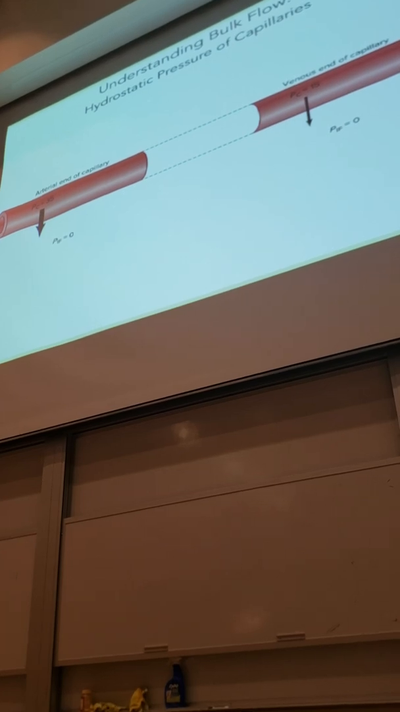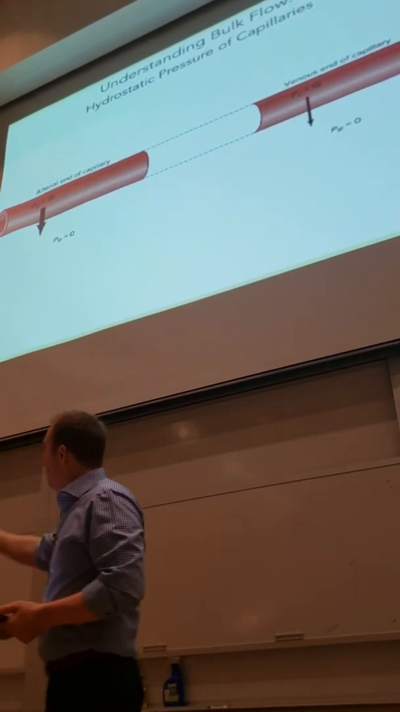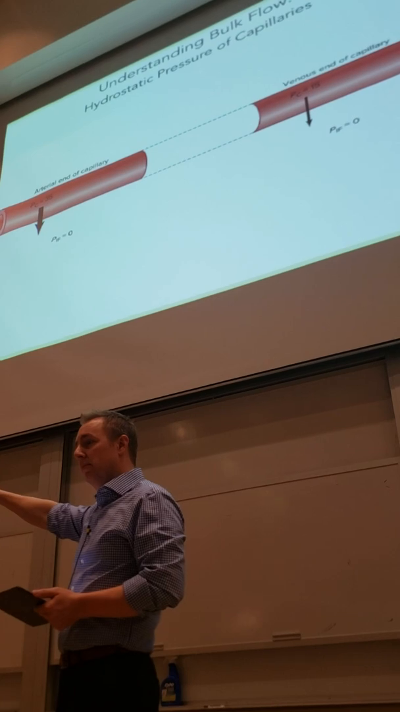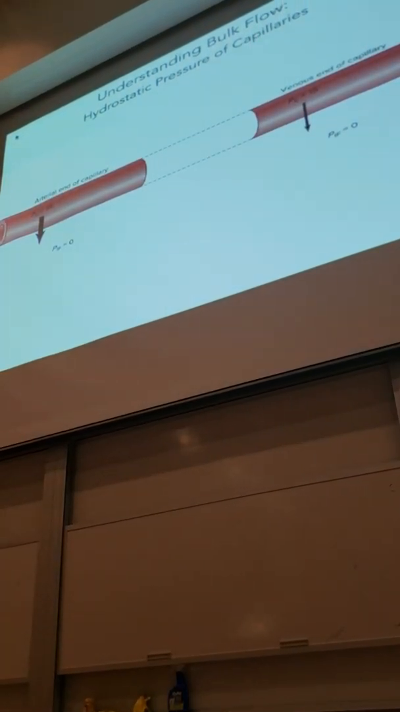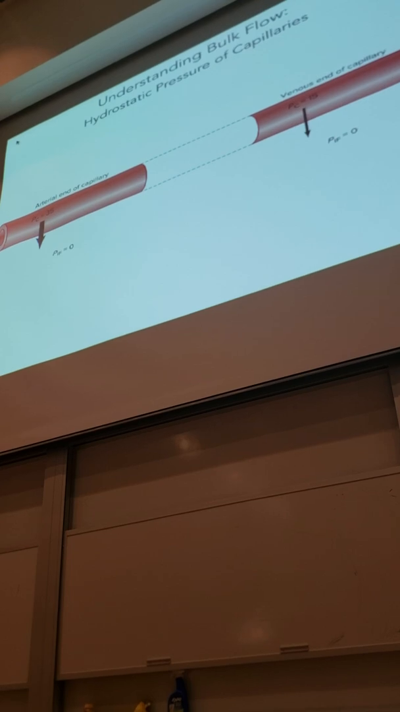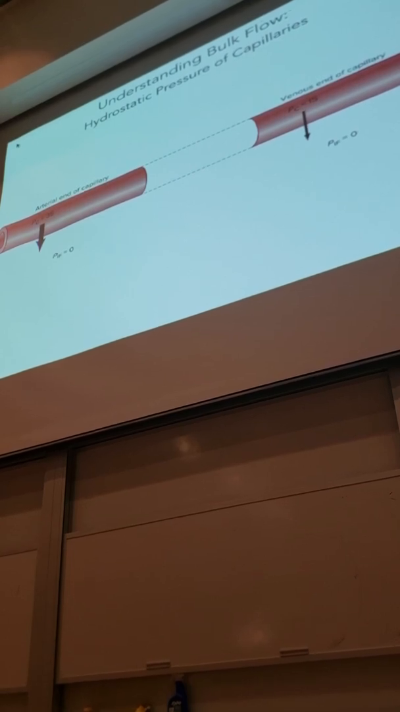So we could say that we have a hydrostatic pressure at the capillary and of the interstitial fluid, and we have the same thing on the other side. Okay, so these are hydrostatic pressures. These are the easy ones. So let's talk about the other type of pressure. What's the other type? Osmotic.